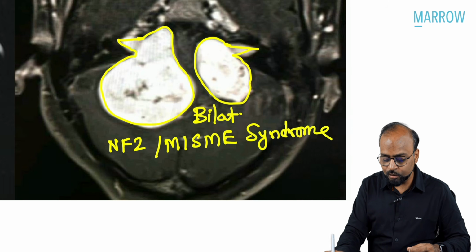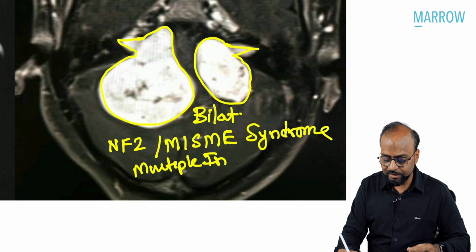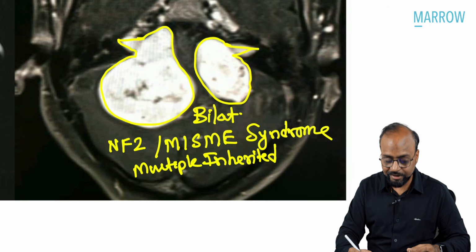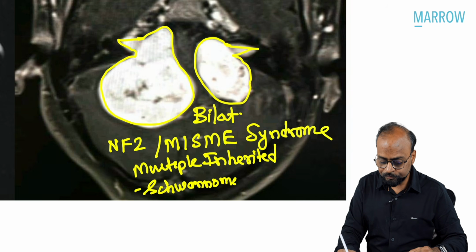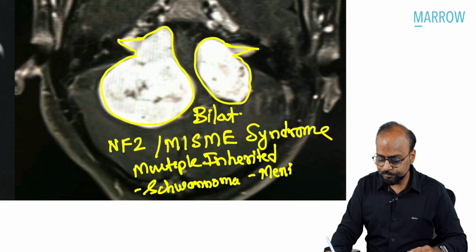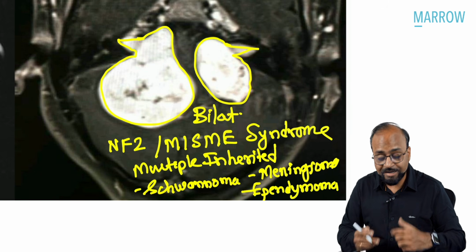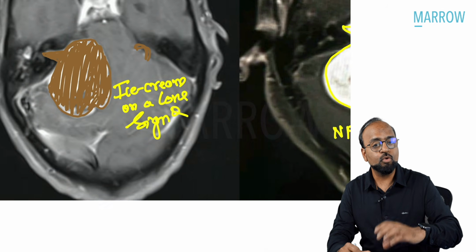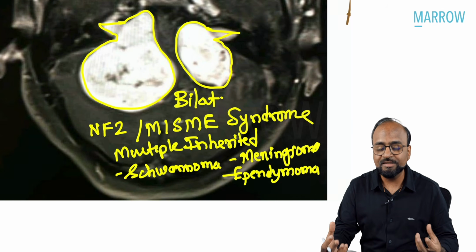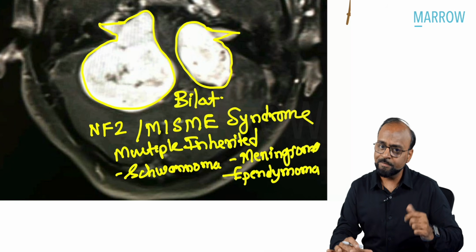So what is MISME syndrome? MISME syndrome stands for multiple inherited schwannomas, meningiomas, and ependymomas. Schwannomas, that is what we are seeing here, acoustic schwannoma, meningiomas, and ependymomas. Right, so the most common tumor that we see at the level of the internal acoustic meatus and the cerebellopontine angle is an acoustic schwannoma, presenting with a typical ice cream on a cone sign, right? But when you see them bilaterally, then this is very typical of neurofibromatosis type 2 or MISME syndrome, multiple inherited schwannomas, meningiomas, and ependymomas.